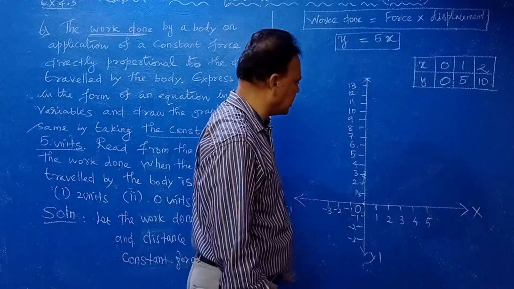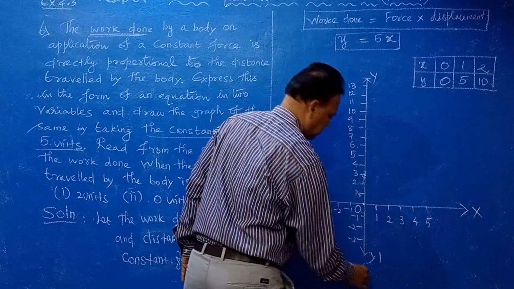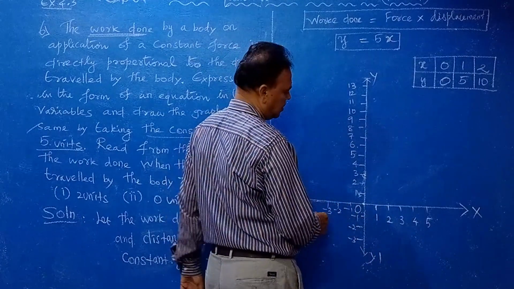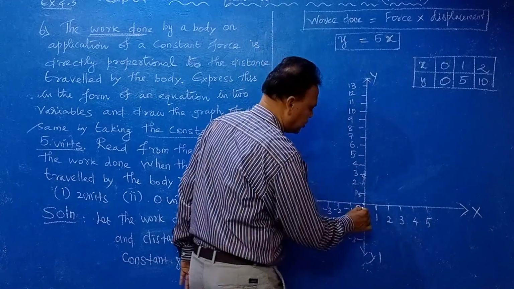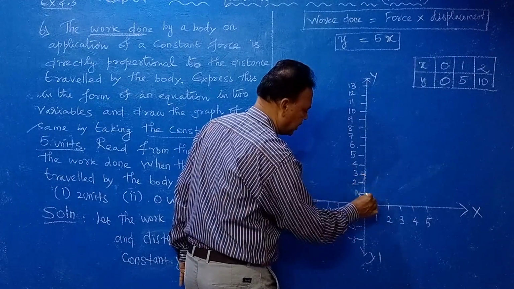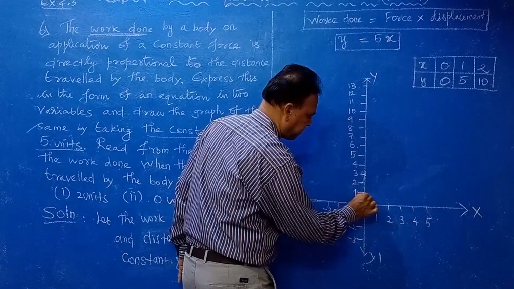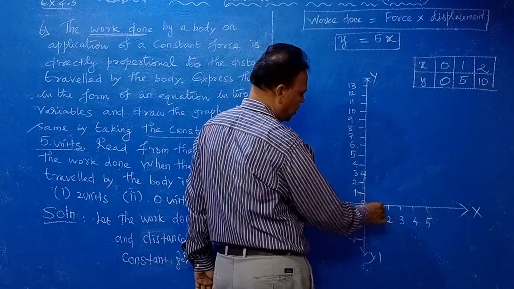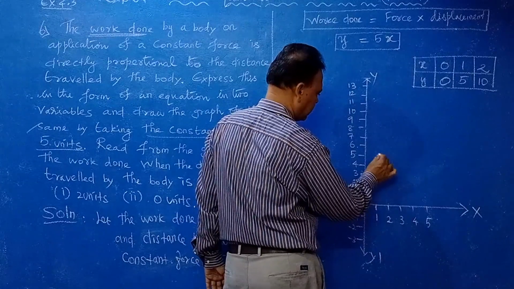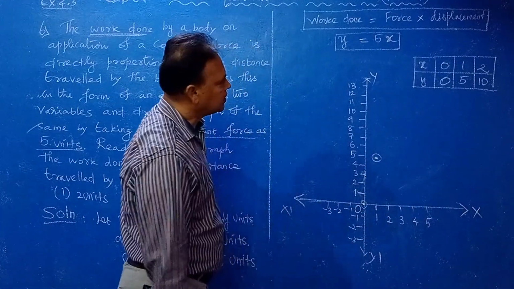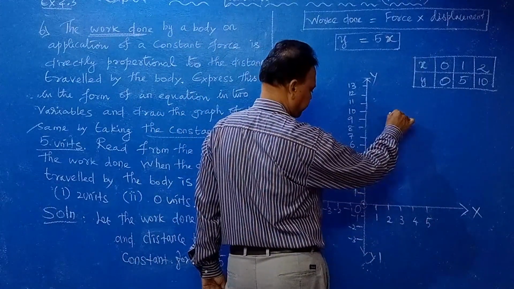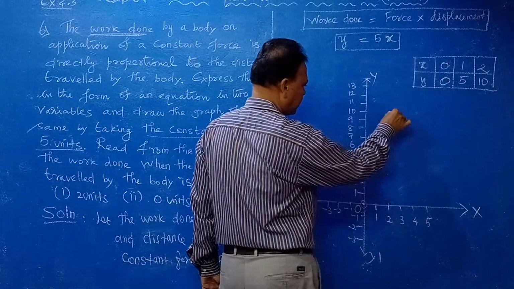Now you have to plot in the graph. Y dash, x dash. How to plot? Here you see 0, 0 is origin, 1 point. Now 1 comma 5. 1 is here, 5 here. Then 2 comma 10. 2 then 10 here. Then you join all the points.